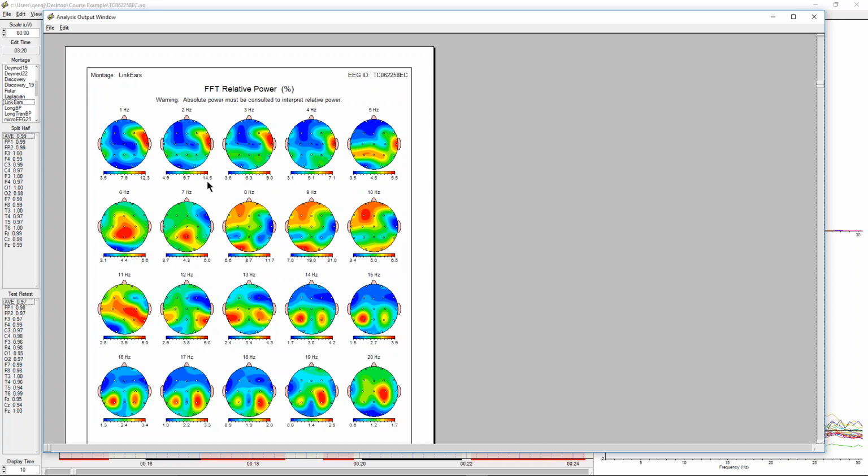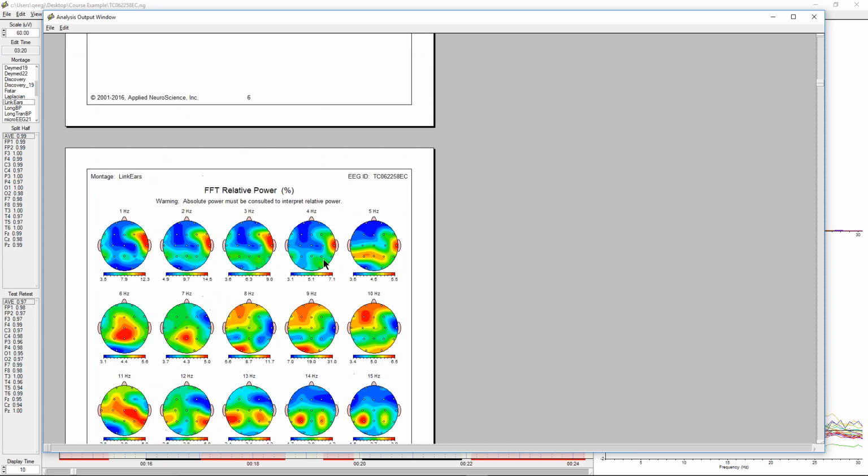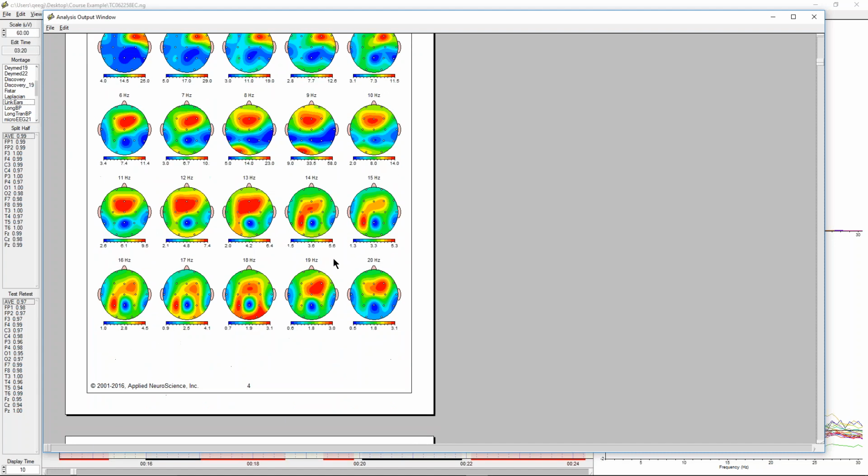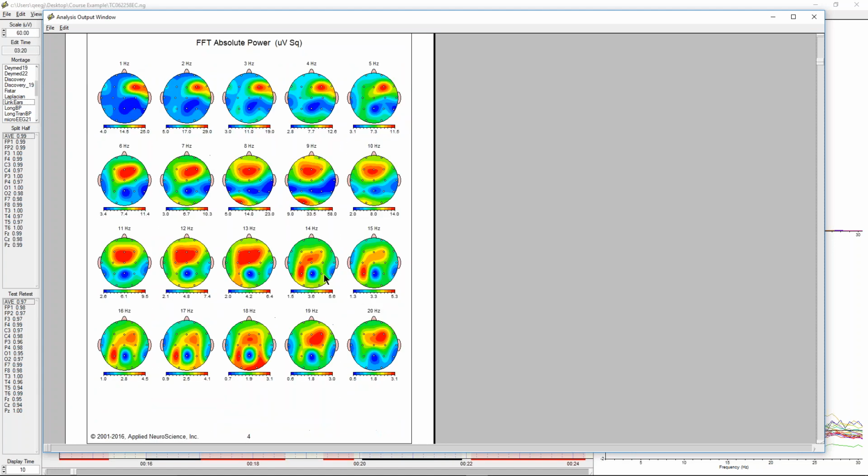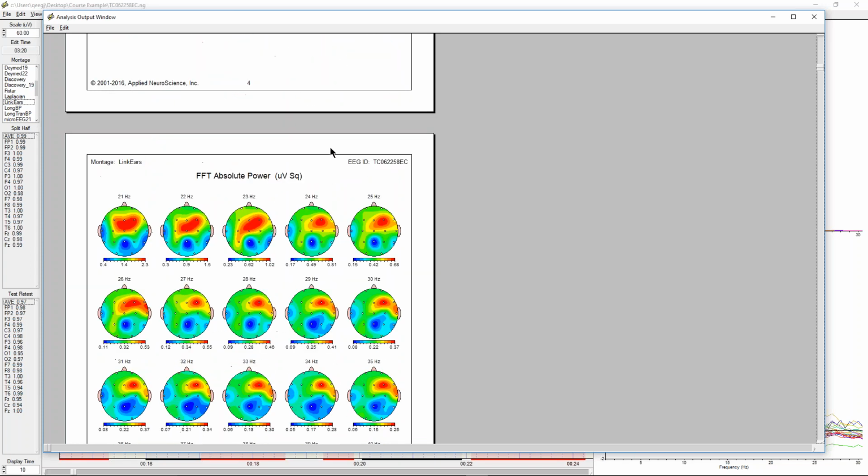And so if we look for the highest value in this listing, here we go, 9 Hertz. We've got 31% of the data in these locations that are red in the 9 Hertz range. So it's taking up a big percentage of the EEG. If we go back to the absolute power maps, what this is showing us is that it is 12.6, and picowatts is the calculation.